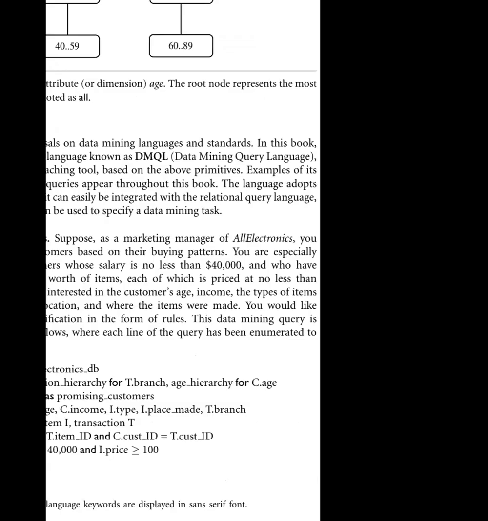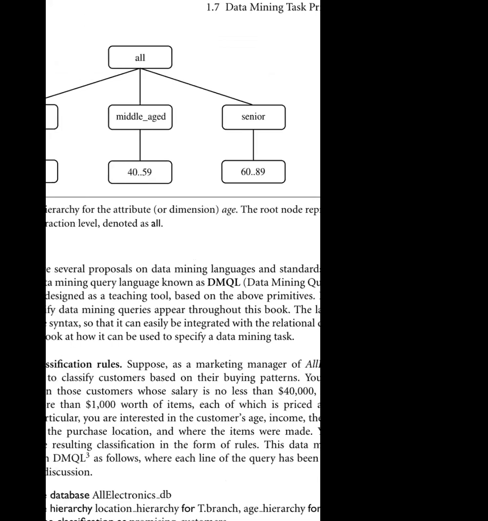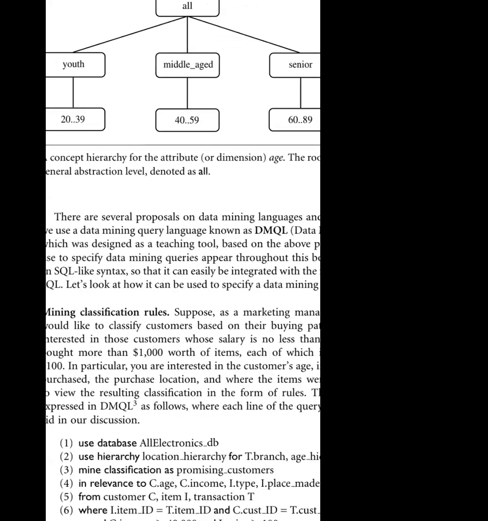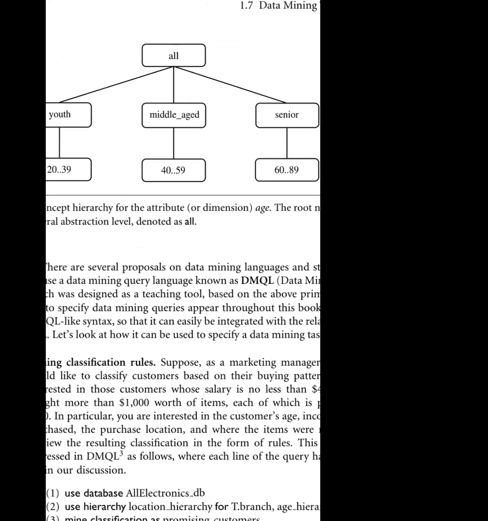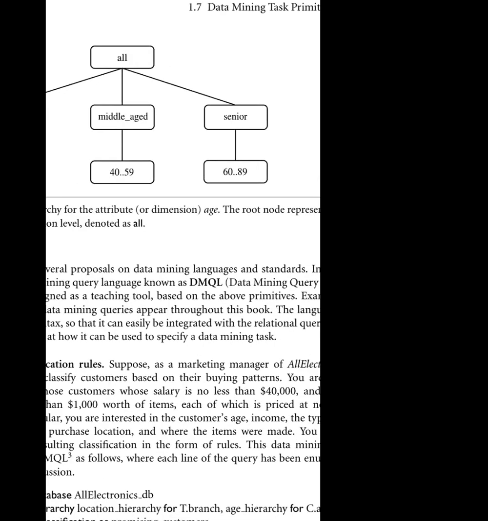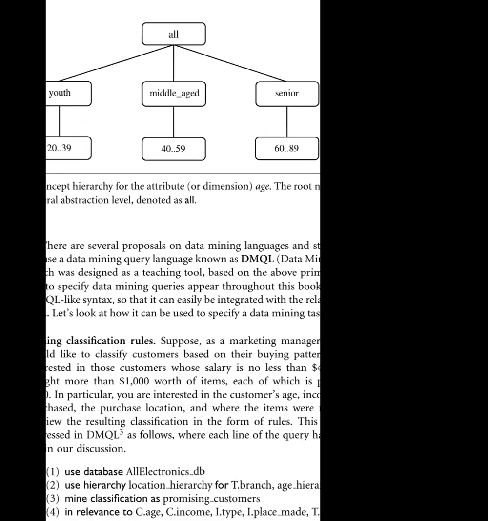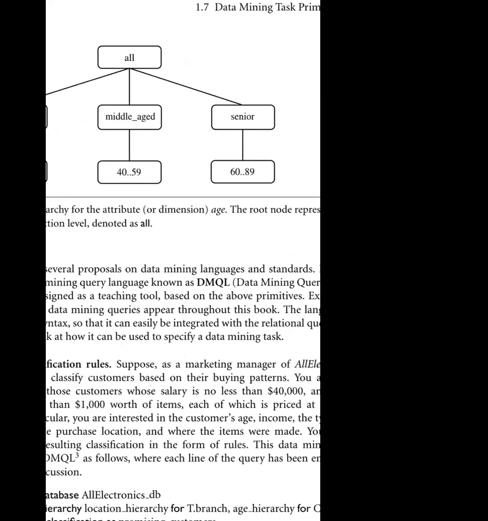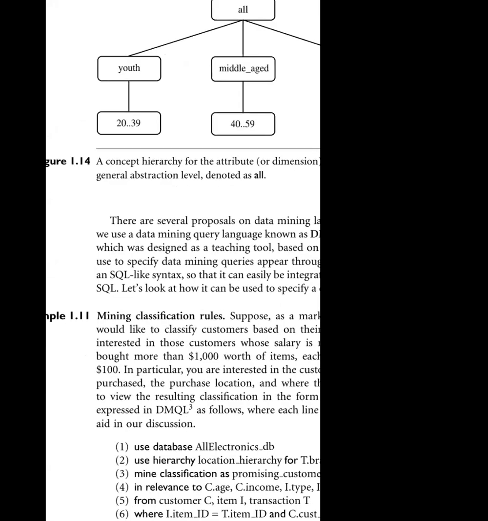This diagram shows the concept hierarchy of the attribute dimension. The root node represents the most general abstraction level and is denoted as all. In the concept hierarchy, under all you have age: youth, middle-aged, and senior. Youth is 20 to 39, middle-aged is 40 to 59, and senior is 60 to 89. So these are the people you represent as youth, middle-aged, and senior based on that concept hierarchy.